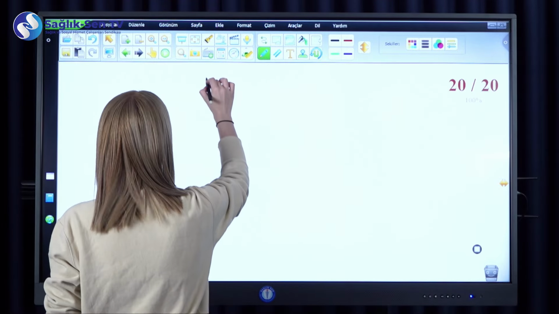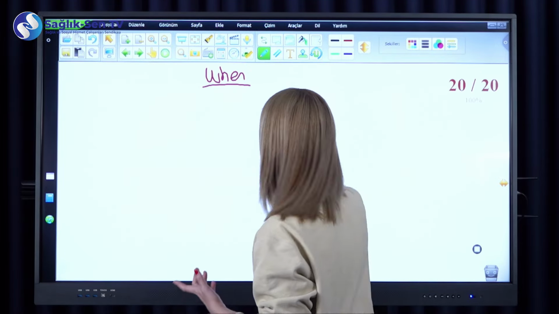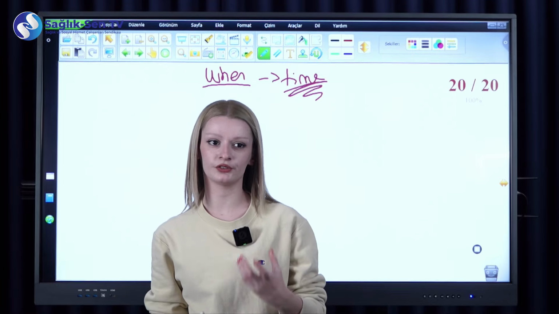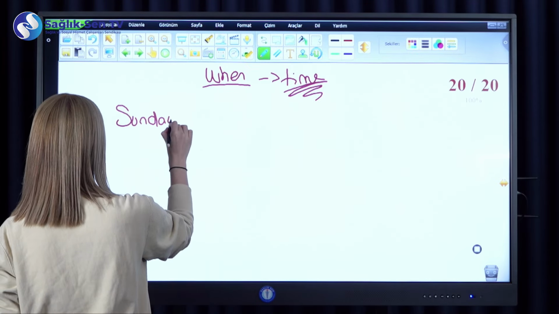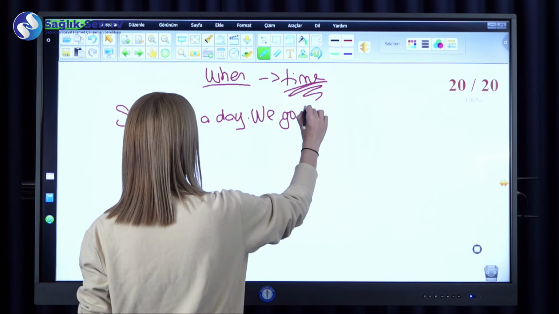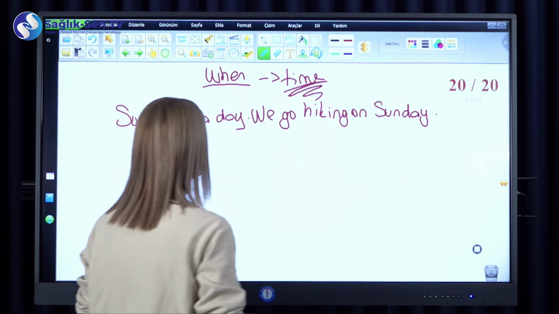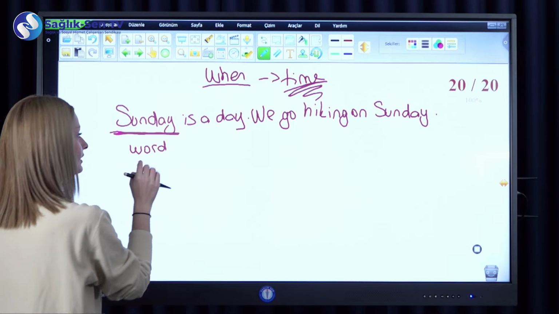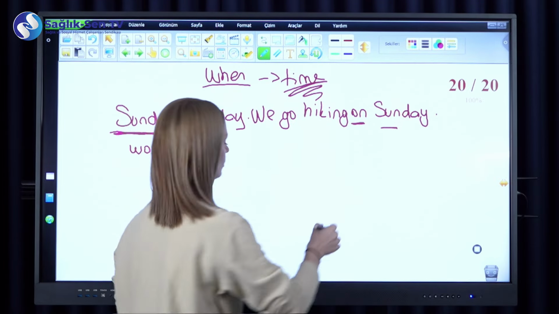We also have when. We said that it defines time. And actually, the usage of this relative pronoun is similar to where. For example, Sunday is a day. We go hiking on Sunday. In the first sentence, I am describing a word, not a time. But in the second sentence, I am talking about a time.